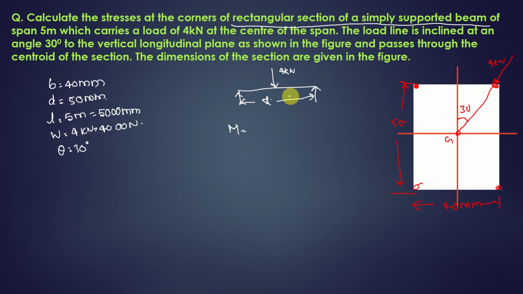Maximum bending moment for a simply supported beam carrying a point load at the center, or concentrated load at the center, will be W into L by 4. That is what you have seen in the previous semester, right? So let me calculate what that is. The load we have is 4000 Newton multiplied by length 5000 millimeters by 4.